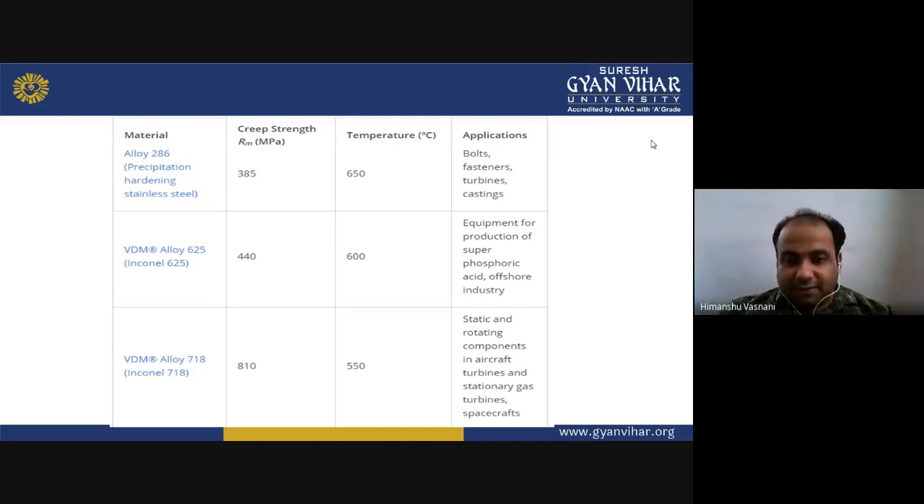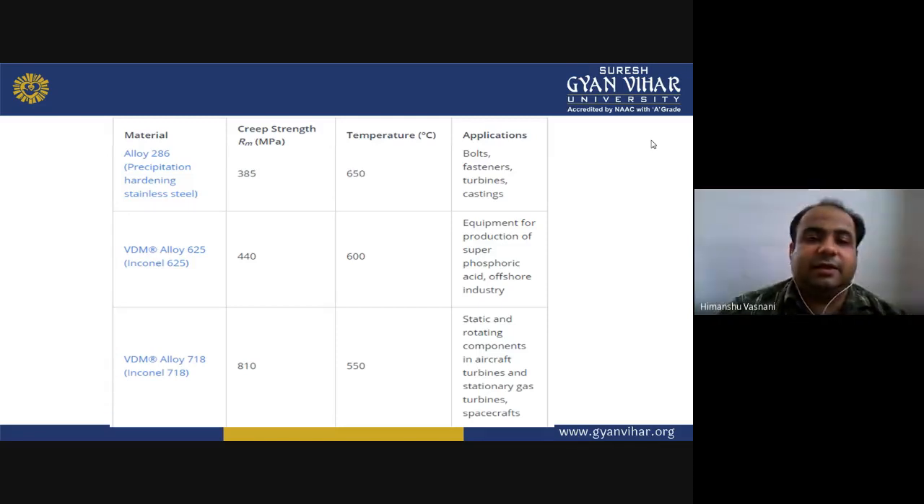And another material is called Inconel 625, also known as Alloy 625. The technical name is Inconel 625. It has a heat strength of 440 and a temperature of 600 degrees centigrade. It has applications for the production of super phosphoric acid and the offshore industry.